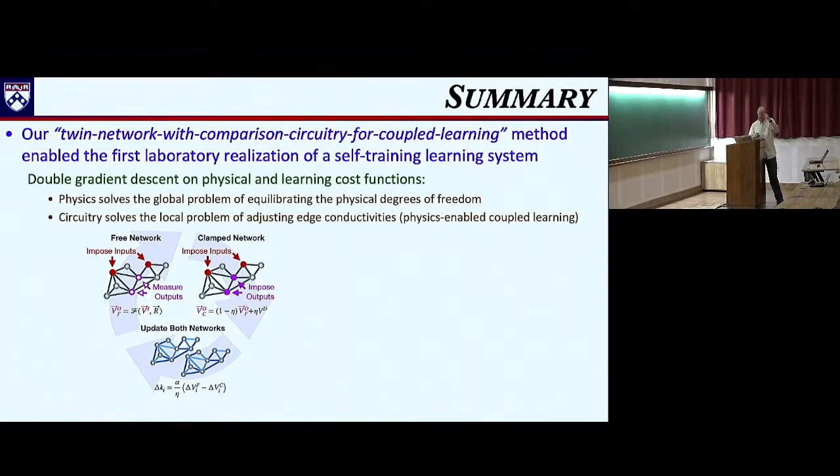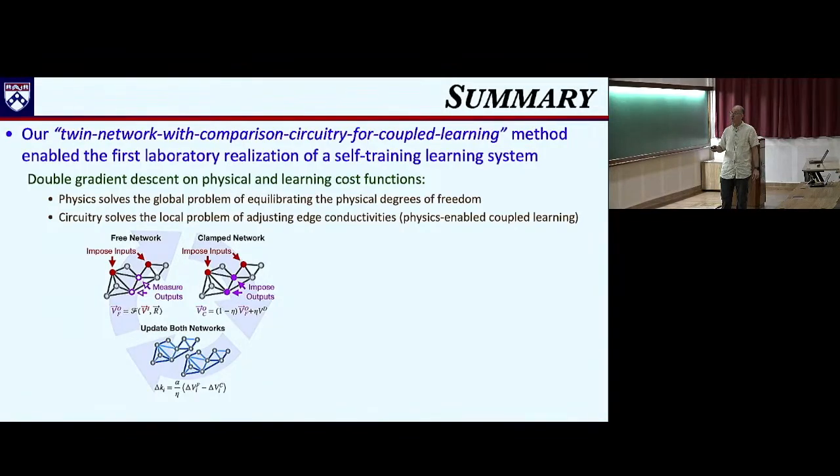And the way it works is double gradient descent. Physics does very quickly, gradient descent on the physical degrees of freedom. So the currents and voltages equilibrate very quickly. Okay, we don't have to think about how nature does that. It just does it very quickly for us.